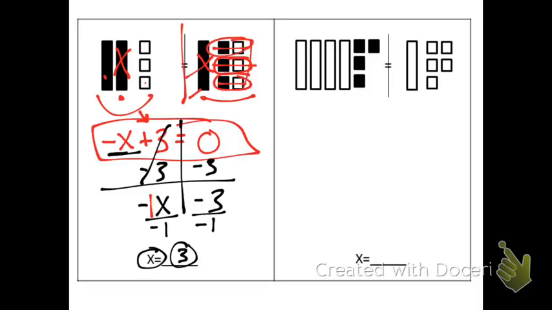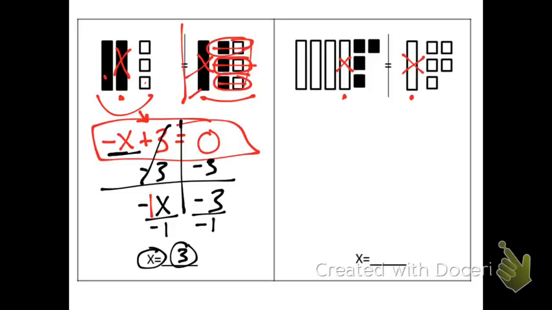so I have x is positive 3. Okay, let's look at another example over on the right hand side now. So again, do I have any zero pairs? In this case, no, I don't have any zero pairs. So let's start looking for what's the same on both sides. Well, I notice that I have a positive x over here and a positive x over here. So let me go ahead and cross those out.